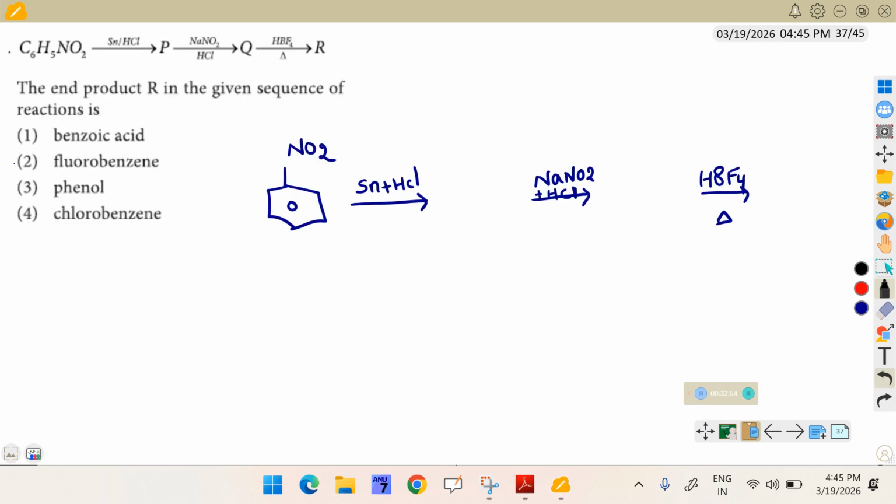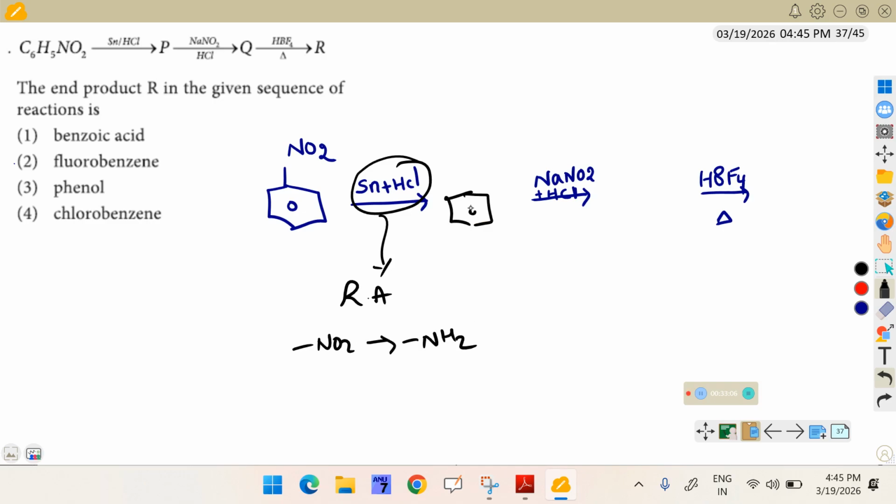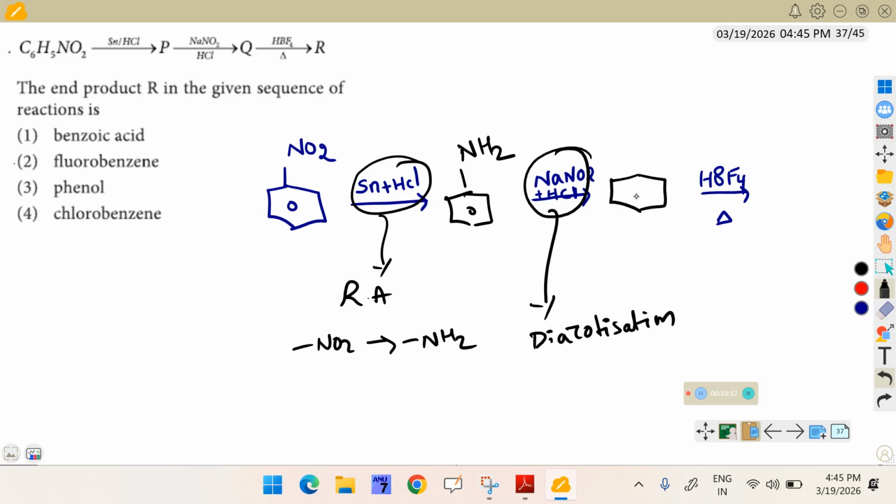C6H5NO2 reacts with Sn plus HCl. Sn plus HCl is a reducing agent. NO2 group is converted to NH2 group. It gives C6H5NH2. Aniline reacts with NaNO2 plus HCl. The process is called diazotization. Then it gives benzene diazonium chloride, C6H5N2+Cl-, which reacts with HBF4 and gives fluorobenzene. Correct option, second option.